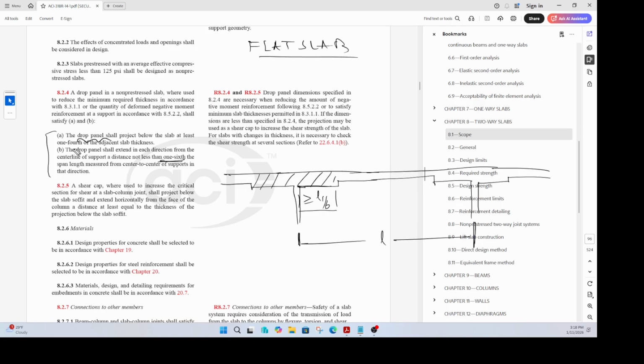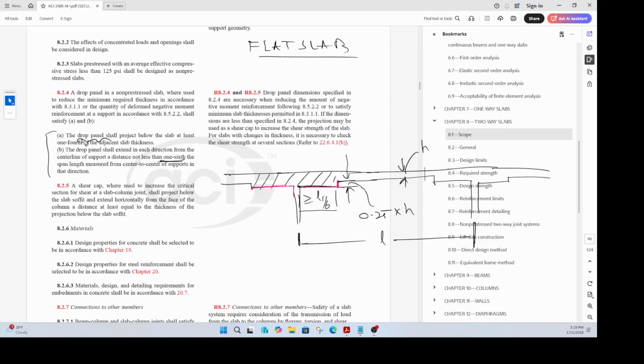The other requirement is about the drop. How much should this drop be? To call this a drop panel, that drop should be at least a quarter of the thickness of the adjacent slab. So let's say the thickness of the slab is h, then this is h by 4. So we talked about this dimension here, and we talked about that thickness here.